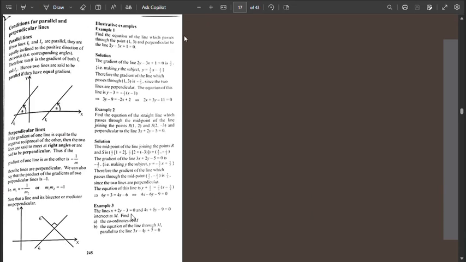So let's try solving some examples. In example 1.